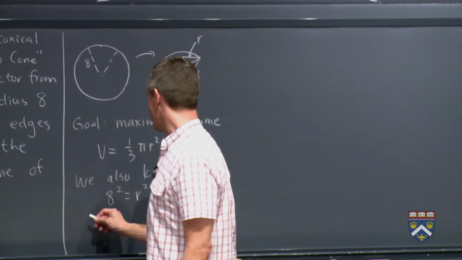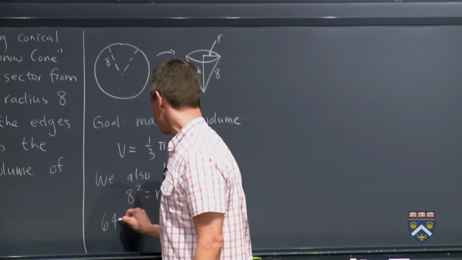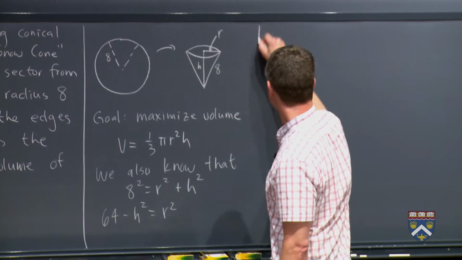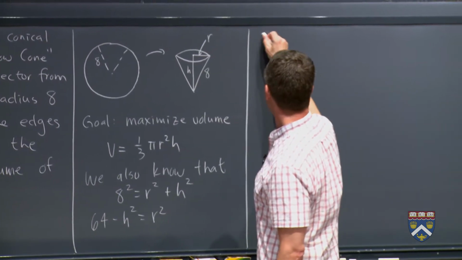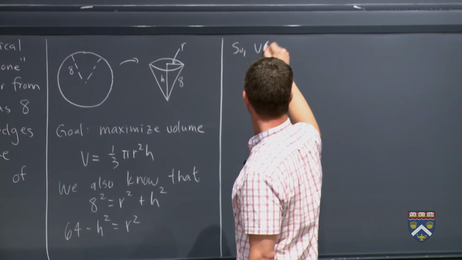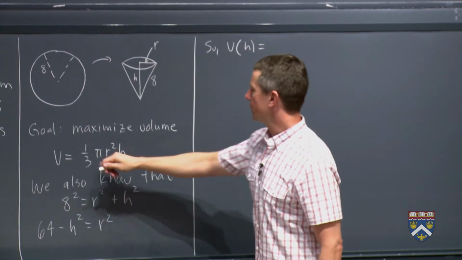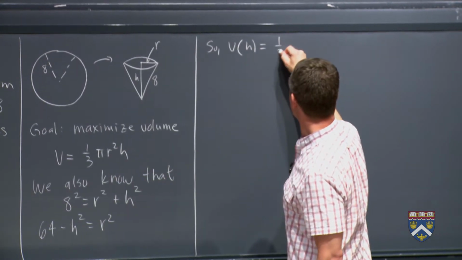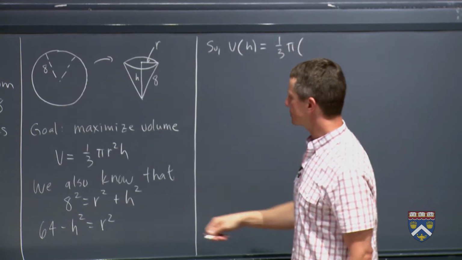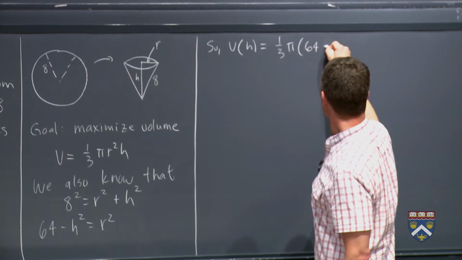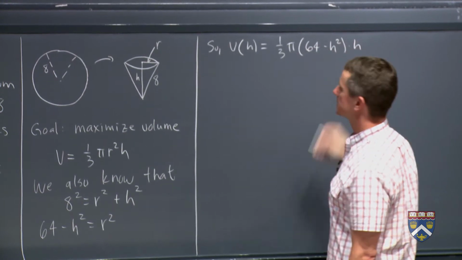So I'm going to bring the h squared to the other side. So 64 minus h squared equals r squared. So now we have the volume entirely as a function of h. So 1/3 pi r squared, which we just figured out is this, times h.